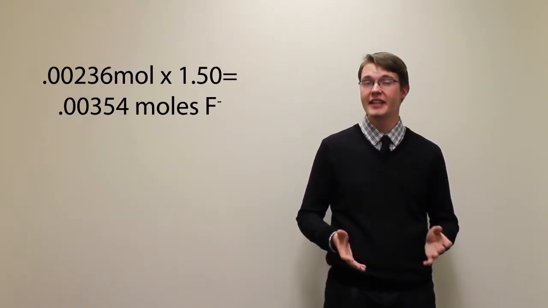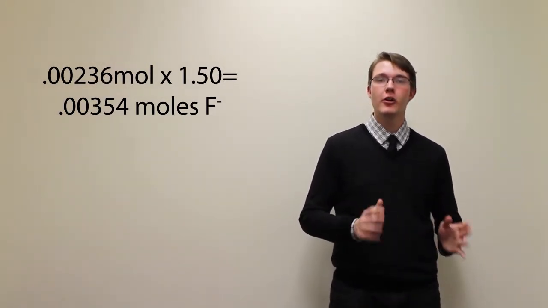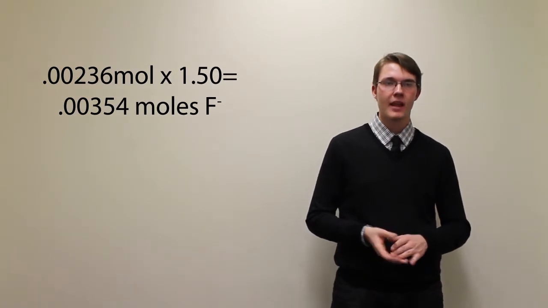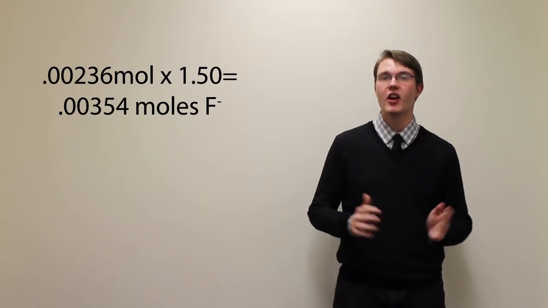It was at this point that I decided to account for the excess requested. Now you can do this later if you want, but I chose to do it now. In order to do this, I multiplied the moles I need by 1.5, or 150%, to find the total amount I want to add. From doing this, I found that I need 0.00354 moles of fluoride.